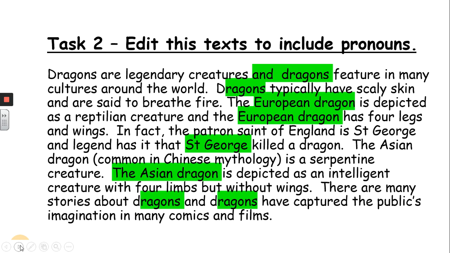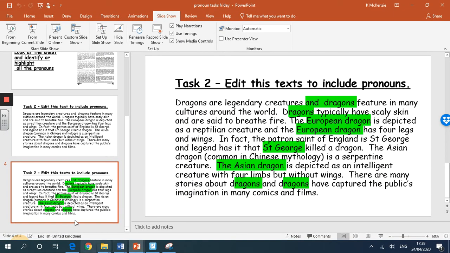Right, I'm just going to escape and go from here. So it does say dragons are legendary creatures, and dragons feature in many cultures around the world. Well, I can change that. I can put the pronoun they in there. Dragons are legendary creatures, and they feature in many cultures around the world. Or I could put that, which is a relative pronoun.